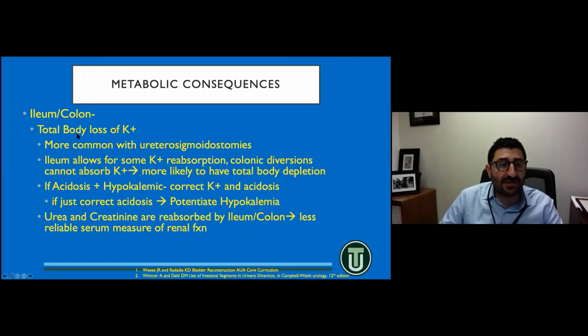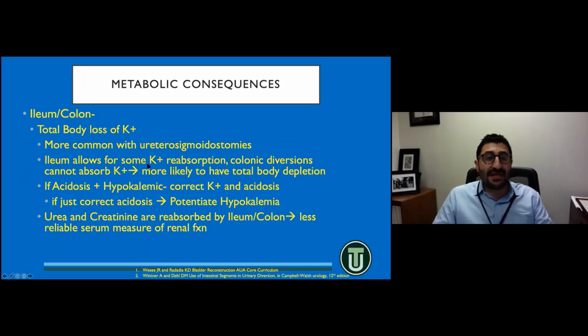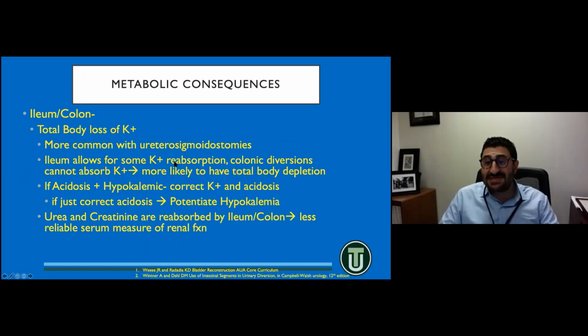With ileum and colon, with colon more commonly, there's a total body loss of potassium. This is most common with ureteral SIGs. The ileum allows for some reabsorption of potassium, but colonic diversions cannot absorb potassium and are therefore more likely to have a total body deficit. If the patient is acidotic and hypokalemic, you have to correct both. If you just correct the acidosis, it may potentiate hypokalemia.